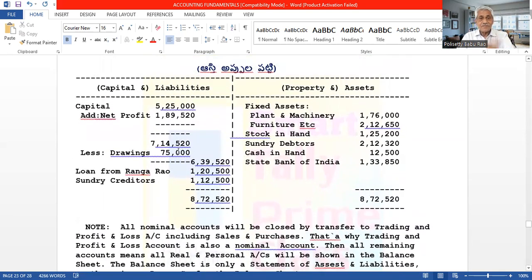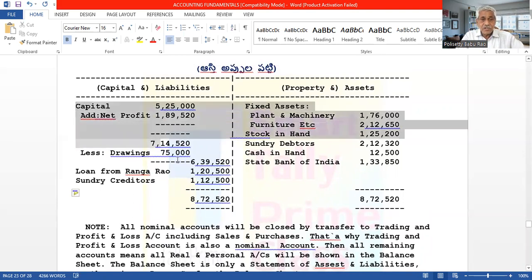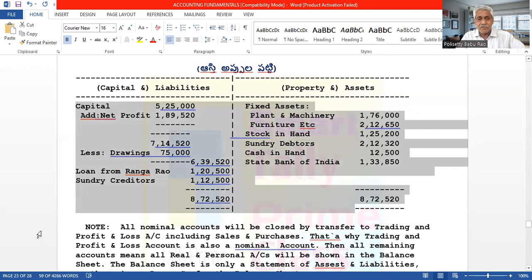Okay, so what is not transferred is shown here, and that will be there in the books. These nominal accounts will be closed by transferring to the profit and loss account, but all other accounts will show balances. They will be carried forward to the next year. Only these real accounts and personal accounts will be taken forward to the next year. Okay, here, when I am writing, there is one tradition we follow.